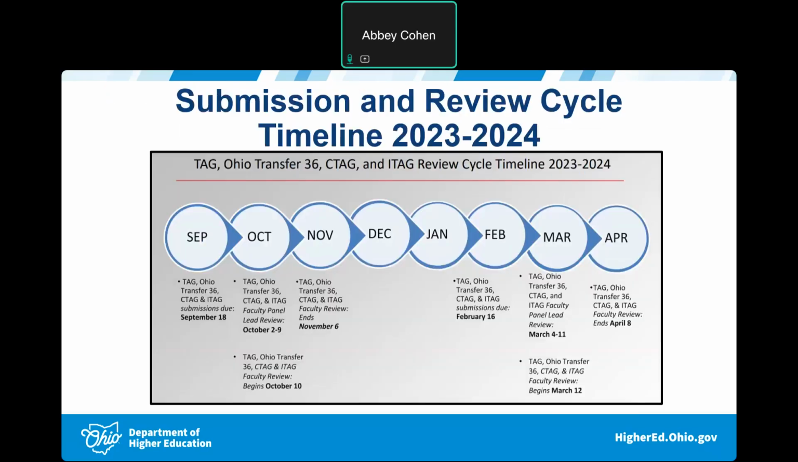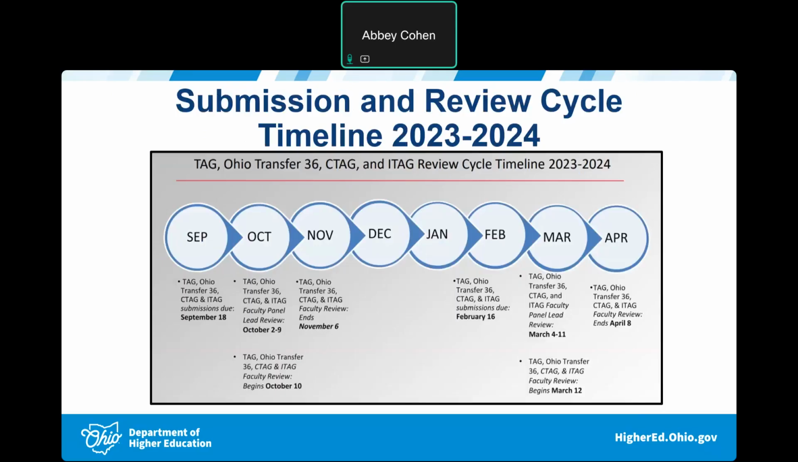This slide is an example of the submission and review process timeline. There are typically 2 review cycles per year, in the spring and fall. As you can see, submissions are first due from the institution. Then each review cycle begins. The panel lead is responsible for ensuring that the reviews are completed by the panel members on time so that they can meet the review end date.